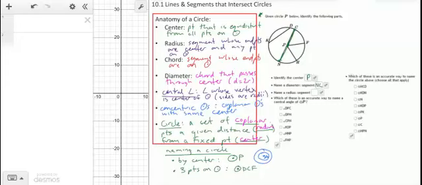A radius can be any segment that has P as an endpoint and then the other endpoint is on the circle itself. So PC, PF, PH, PN, you could even have put PK or PD. That would all work. So I'm just going to call it PC for this example, but any of those combinations would work. The order of the naming doesn't matter either. So you could call it CP as well.